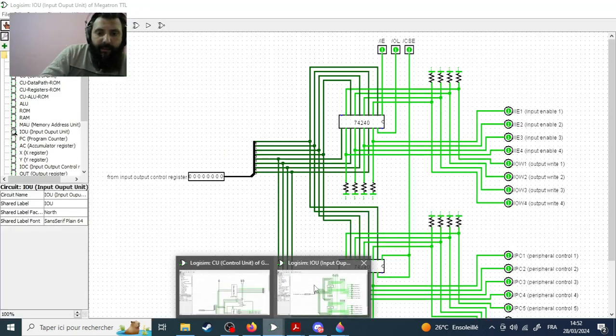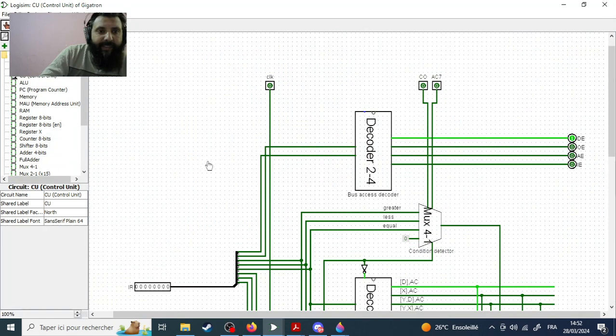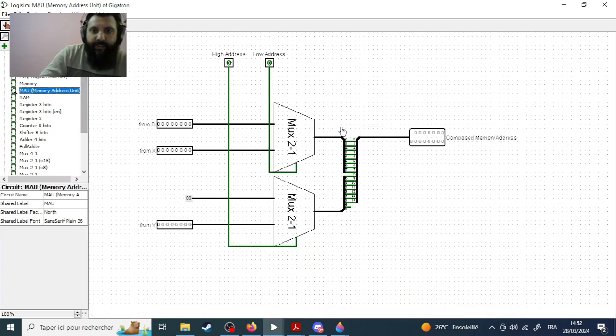Then in the microarchitecture level, I opened the Gigatron. Inside the Gigatron, I can go to the memory addressing unit. The way to implement that is very easy. We will use what we call two multiplexers. Do you remember multiplexers, of course?